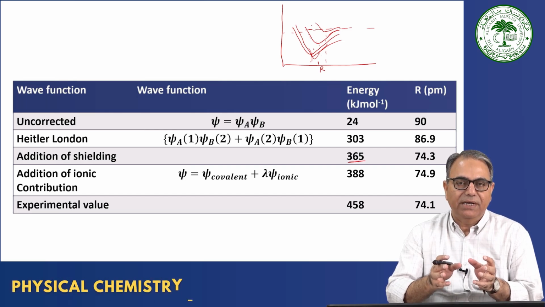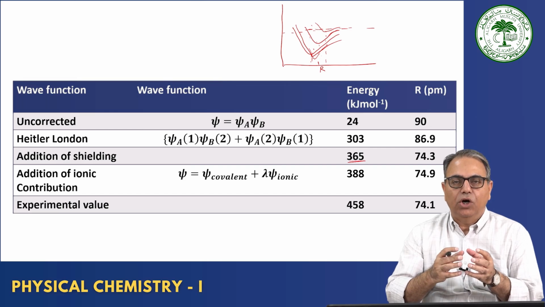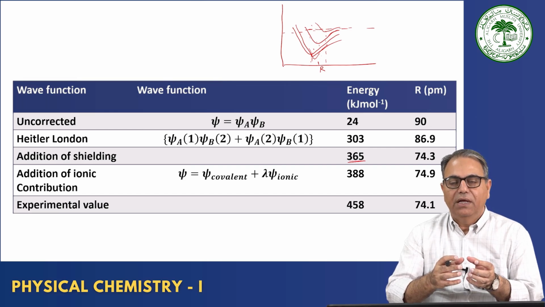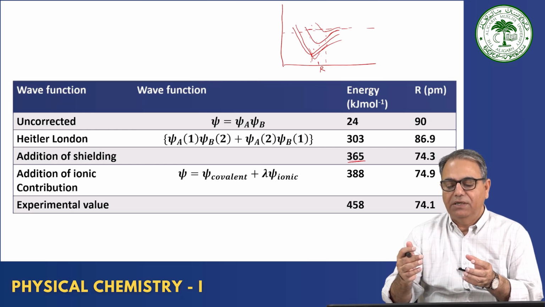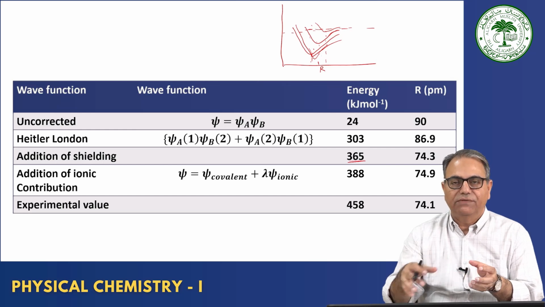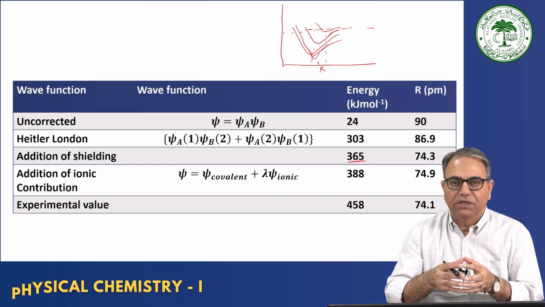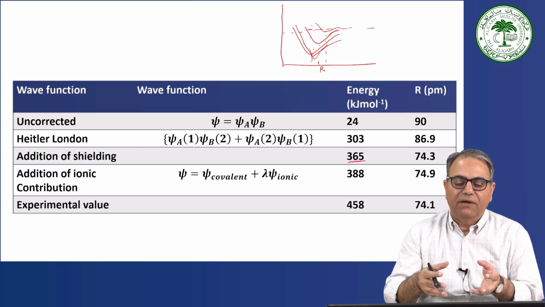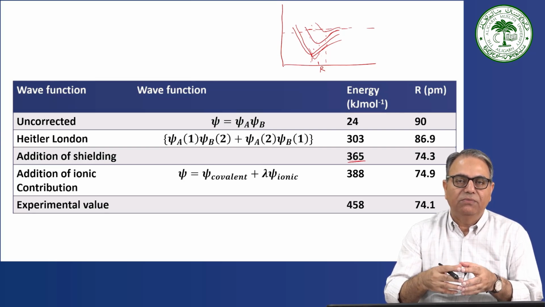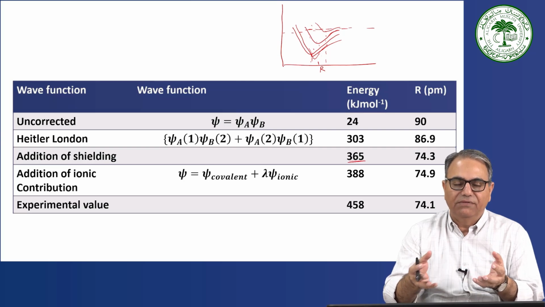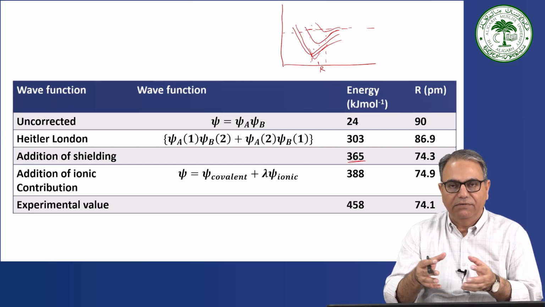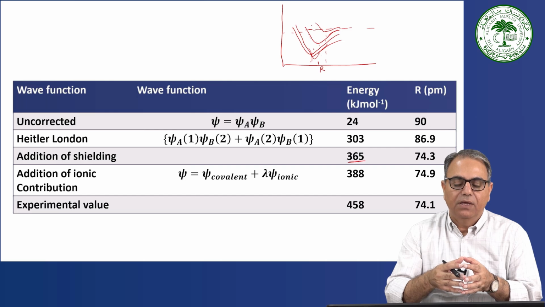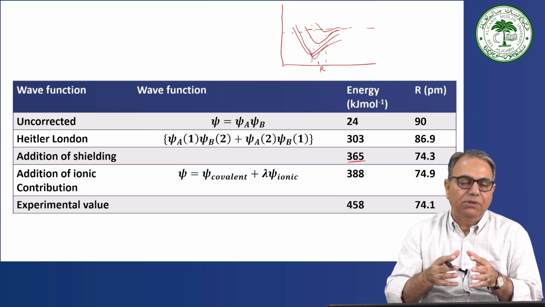They devised a mechanism to account for the observed value of bond length and observed value of bond dissociation energy, and they were successful. Right from 24 kilojoules they went up to 388 kilojoules, very close to the actual experimental value. Later on, molecular orbital theory came, which is a more general theory, and we will be talking about it. But this is for the H2 molecule, a diatomic molecule.